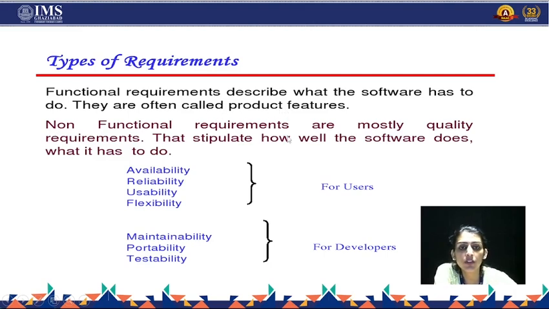Then non-functional requirements are mostly quality requirements that stipulate how well the software is going to do what it has to do. So for users, availability should be there, reliability should be there, usability should be there, and there should be flexibility. And on the developer end, the software should have maintainability, portability, and testability.